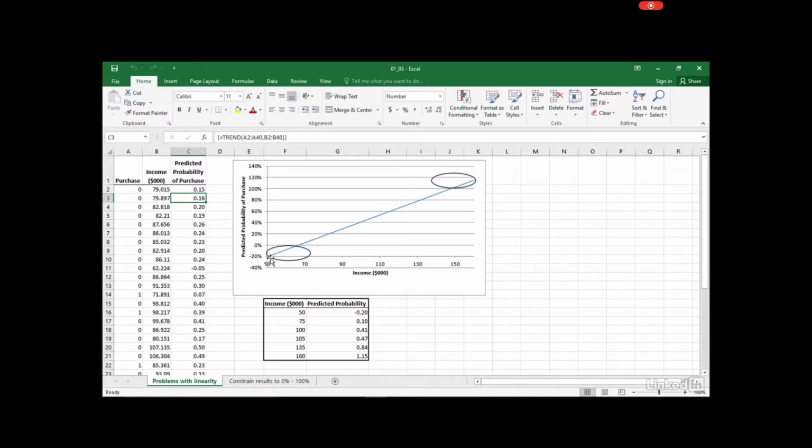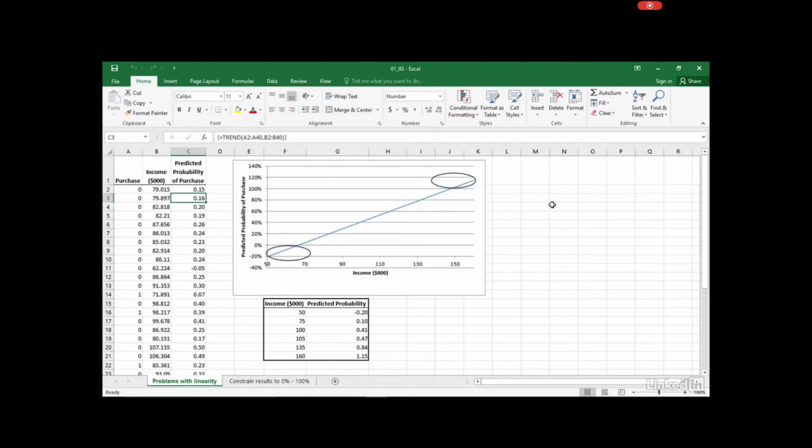If you take a look right here at an income of $50,000, according to these data, the probability of making a home purchase is minus 20%. Similarly, at the other end of the scale, up with an income of $150,000 or more, the predicted probability of a purchase exceeds 100%. And we can't have that. That flies in the face of what we want probabilities to tell us. Now, mathematically, it's fine. The point is, however, that logically it makes no sense.